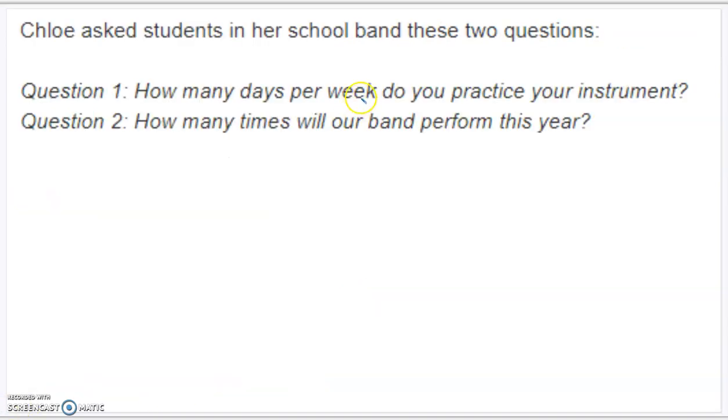And the last question says, Chloe asked students in her school band these two questions. Number one, how many days per week do you practice your instrument? And question two, how many times will our band perform this year? Which of these is a statistical question? And that would be question number one. Different people have different amounts. You get a variation of answers, a variety of answers. How many times will our band perform? There's one single answer. And that is the end of this lesson.